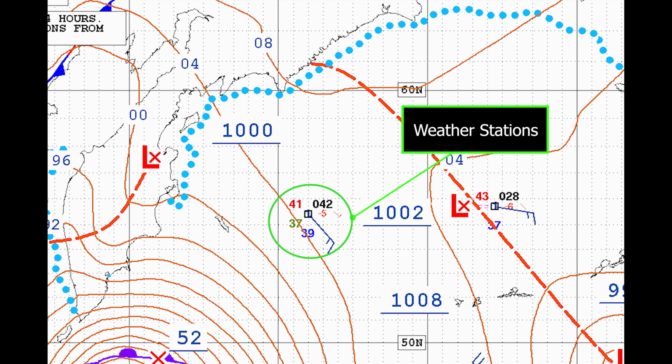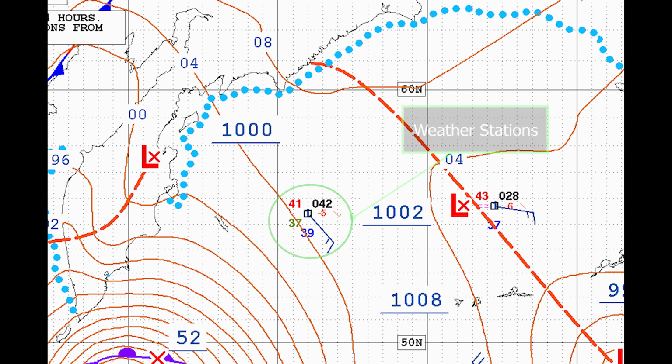Finally, we see weather stations. These stations provide real-time atmospheric data, represented by a small circle on a synoptic chart. The surrounding symbols and numbers indicate temperature, pressure, wind direction, and other vital weather conditions.